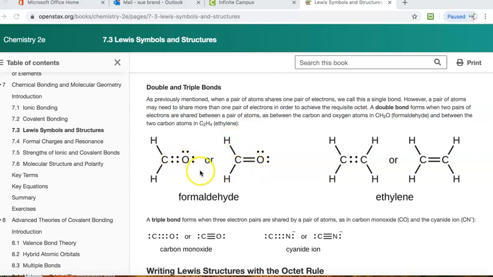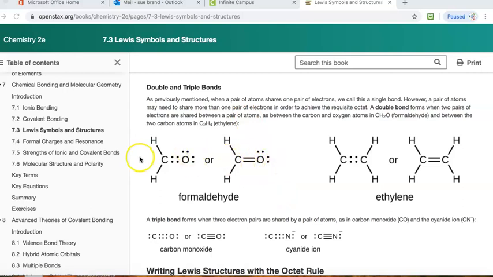So what you end up having to do is make a double bond in order to have 8 electrons around carbon. You're basically taking some valence electrons from oxygen to do that. So now carbon is happy. Oxygen has 2, 4, 6, 8, also 8 around it, and so it's happy.